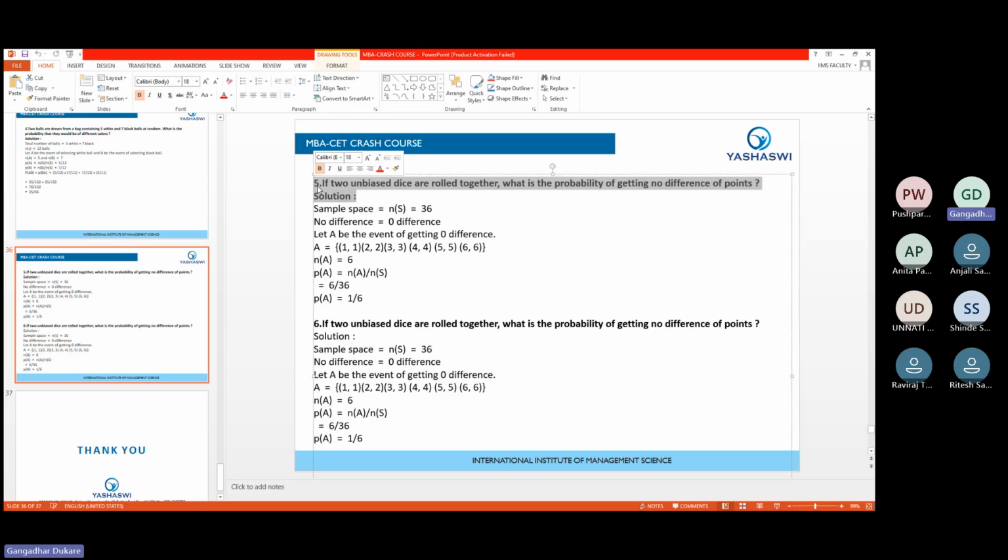The event is: 1 minus 1, 2 minus 2, 3 minus 3, 4 minus 4, 5 minus 5, 6 minus 6. There will be a 0 difference, no difference between these. So the value n is 6. The probability is the number of events upon the number of samples, that is 6 upon 36. The probability that there will be no difference in points is 1 by 6. Okay.